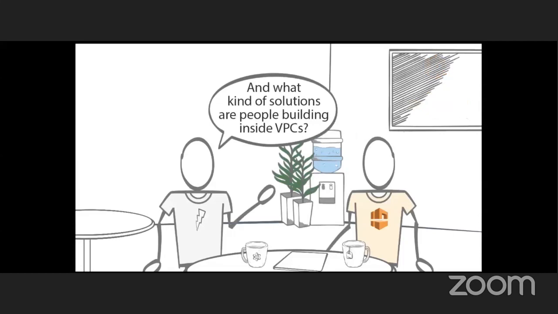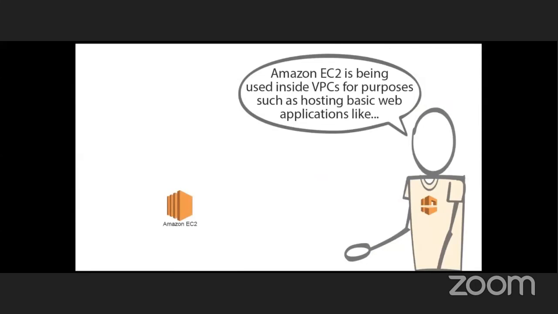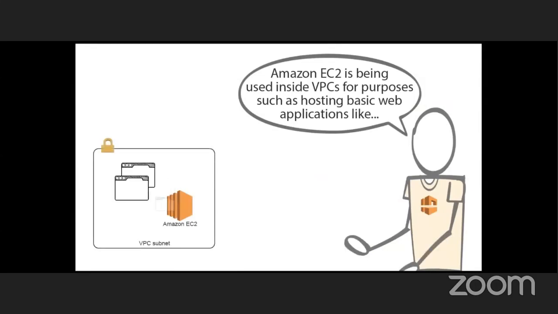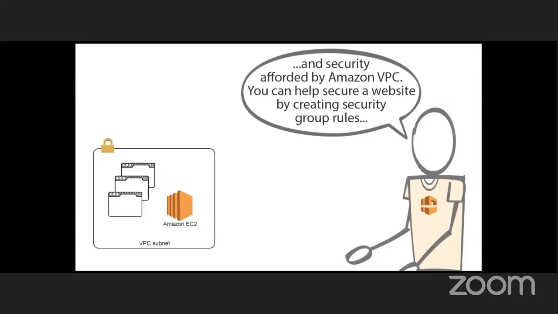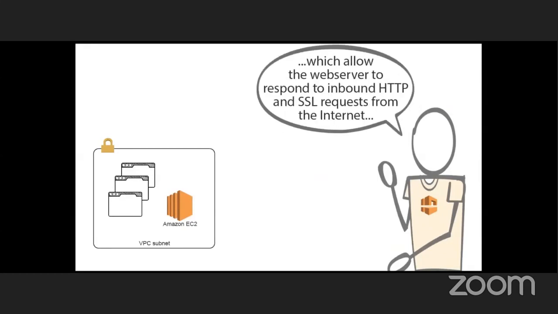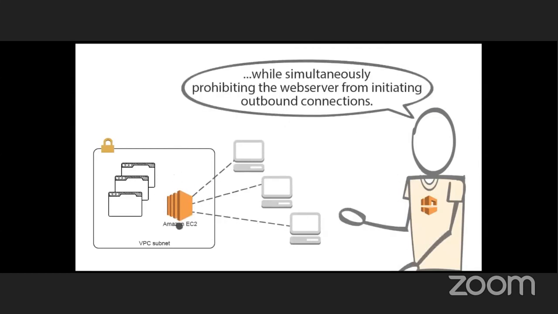And what kind of solutions are people building inside VPCs? Amazon EC2 is being used inside VPCs for purposes such as hosting basic web applications, like blogs or simple websites, where you can gain the additional layers of privacy and security afforded by Amazon VPC. You can help secure a website by creating security group rules, which allow the web server to respond to inbound HTTP and SSL requests from the internet, while simultaneously prohibiting the web server from initiating outbound connections.